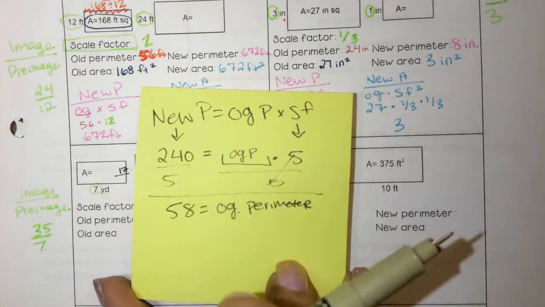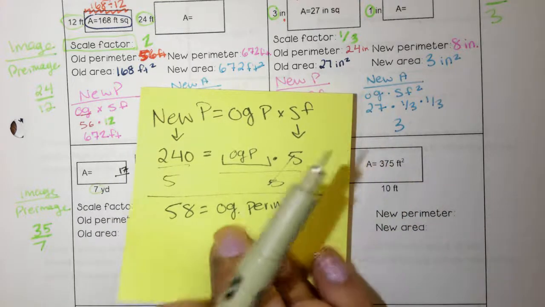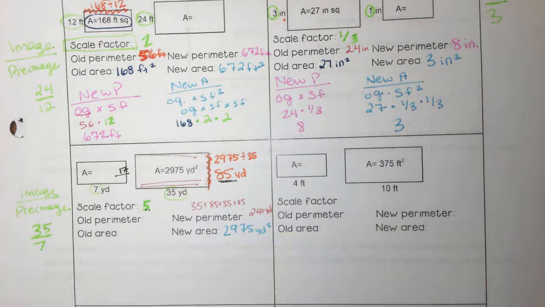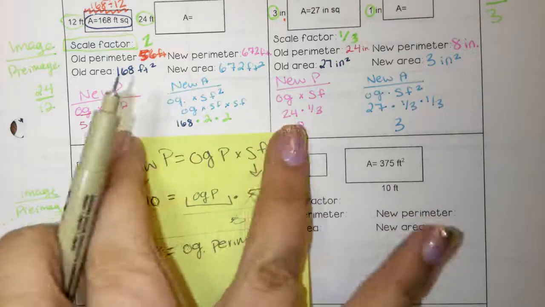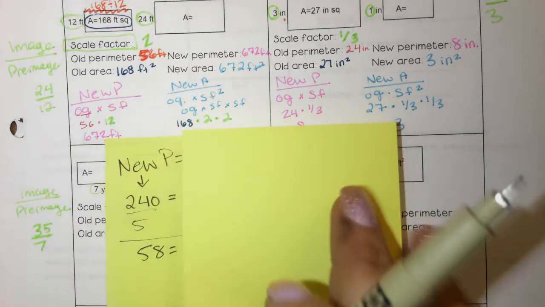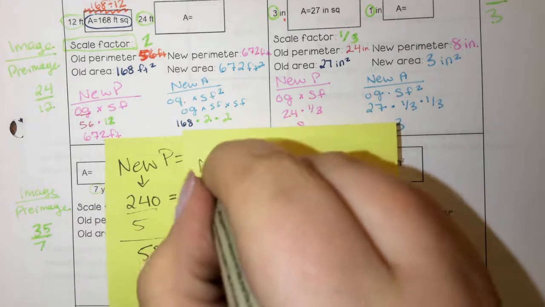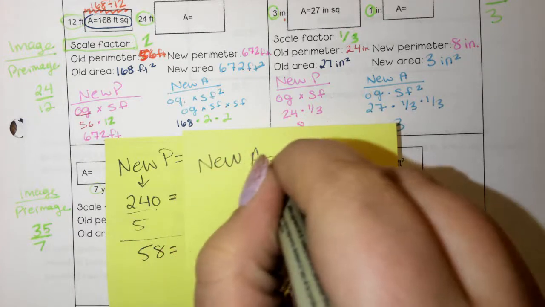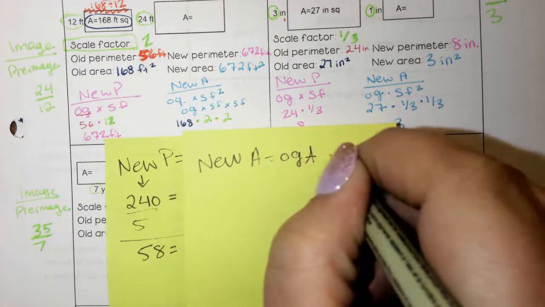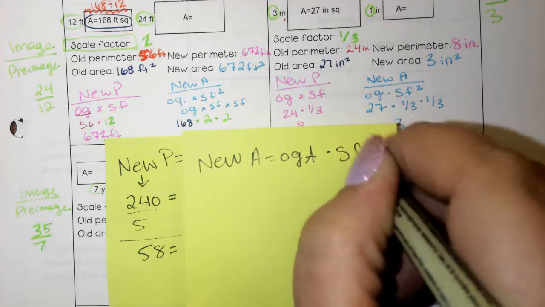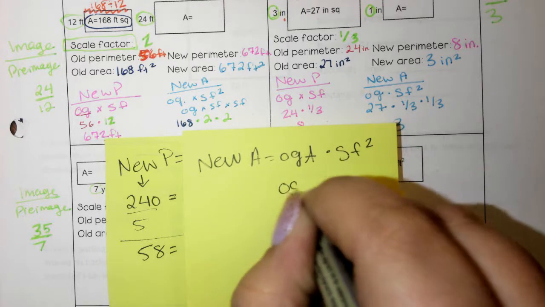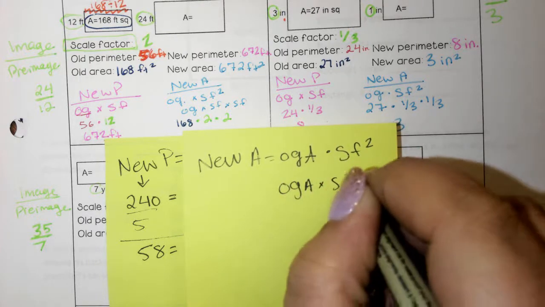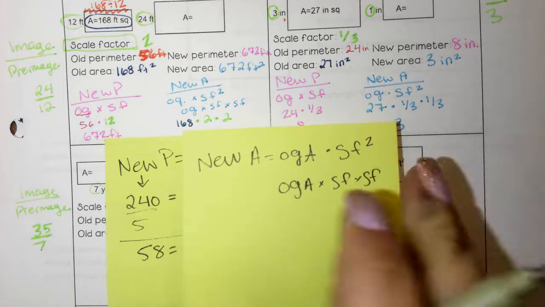This is how you can use the shortcut backwards to find the new perimeter. How can we use the shortcut backwards to find the new area? It's the new perimeter. To find the new area, we take the original area and times it by the scale factor squared. So the original area times the scale factor times the scale factor.